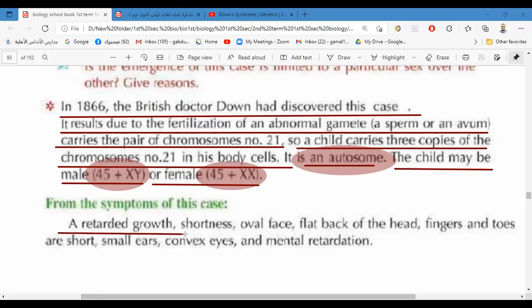What does Down syndrome suffer from? Retarded growth, shortness, oval face, flat back of the head, and short fingers and toes. The hand fingers and the leg fingers are short. Small ears, convex eyes and narrow eyes, and mental retardation. He is not smart. He may reach 40 years old, but his mind is not more than 10 years old. This is the case of Down syndrome.